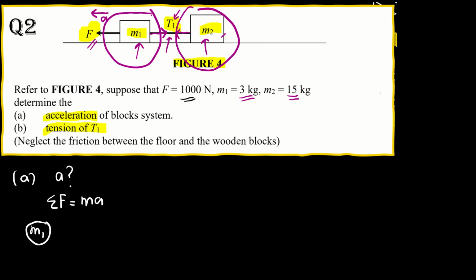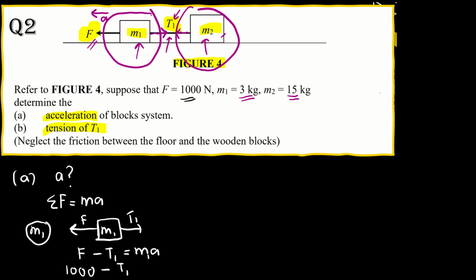For M1, the forces acting on M1 are only the external force and T1. So the equation for M1 is force minus T1 is equal to ma. Our mass is M1, and we can substitute: force is 1000, minus T1, which is unknown, equal to M1 is 3a. So we have two unknown quantities. This becomes equation number 1.